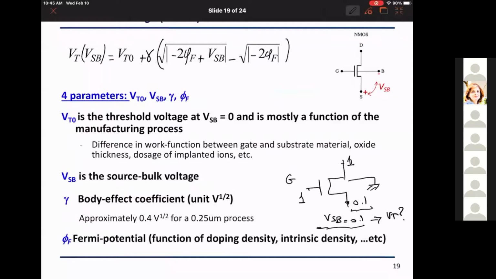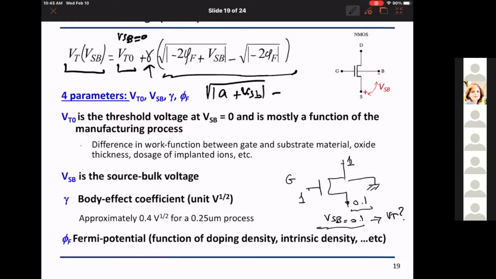Okay, so all of this is saying that VT as a function of VSB is VT0, which is the value when VSB equals 0, and we give it to you, this is a given, plus some constant gamma times an expression: the square root of the absolute value of 2 phi F plus VSB, minus the square root of the absolute value of 2 phi F. Where did this equation come from? It comes from the work function and the potential barriers inside the device.